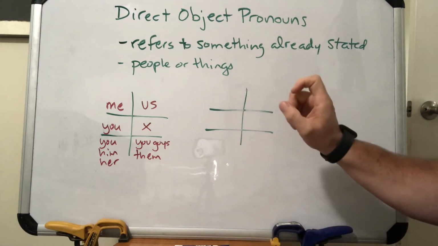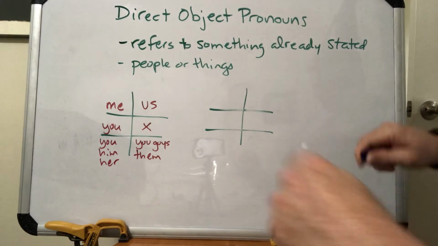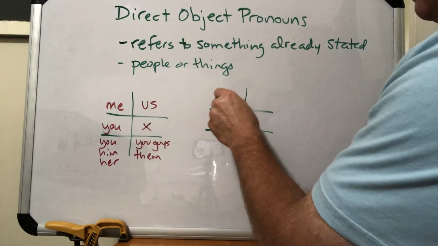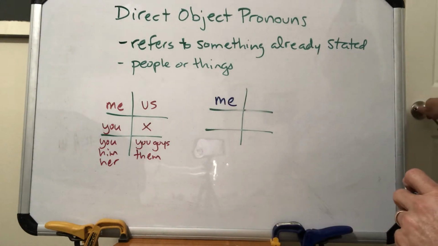So what are they in Spanish? The nice thing is the me is me. It's spelled exactly the same way.